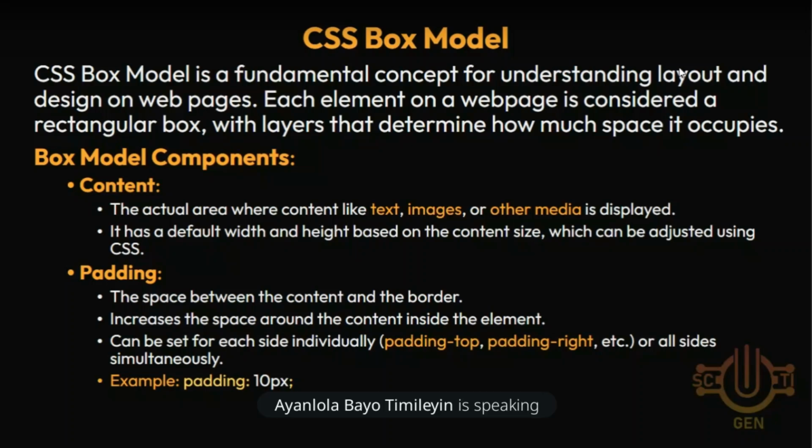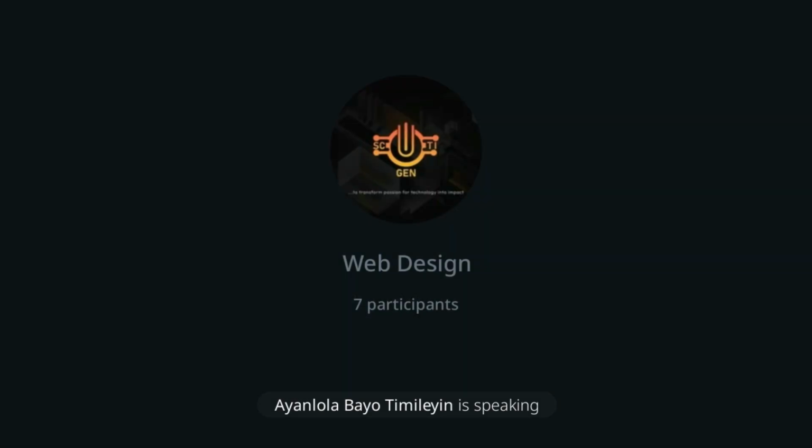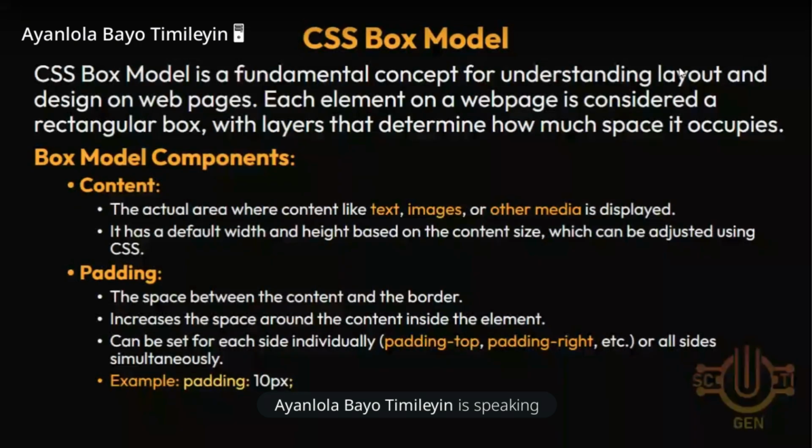CSS box model. It's a fundamental concept for understanding layout and design on web pages. Each element on a web page is considered a rectangular box with layers that determine how much space it occupies. Then we have different components of the box model in CSS.